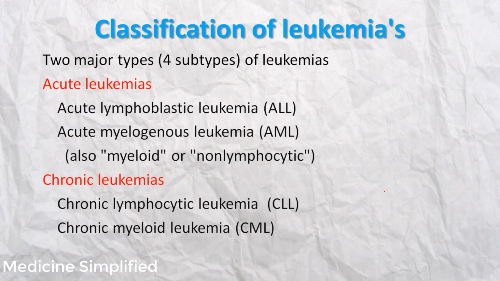Coming to the classification of leukemia, there are two major types and four subtypes. First major type is acute leukemia, which is further classified into acute lymphoblastic leukemia. Second one is acute myelogenous leukemia. Second major type is chronic leukemias, which is further classified into chronic lymphocytic leukemia and chronic myeloid leukemia.